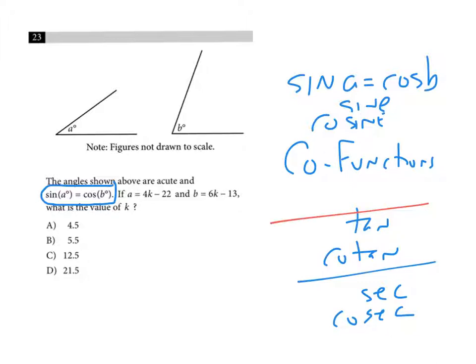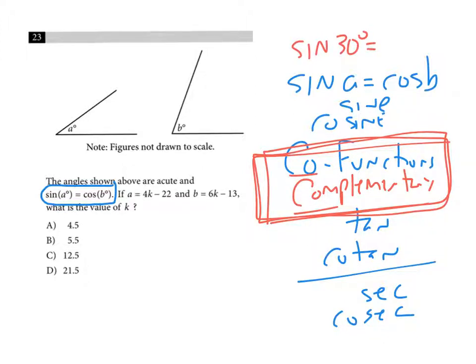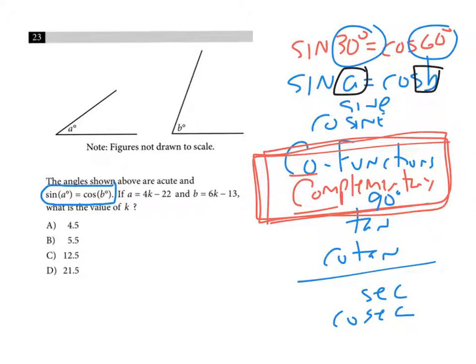And cofunctions are complementary angles. I always remember that as co and complementary both begin with CO. So, for example, the sine of 30 has to equal the cosine of 60, because 30 plus 60 equals 90, and complementary angles are two angles whose sum is 90. So basically, since they're telling you the sine of A equals the cosine of B, they're going to add up to 90 degrees. So I know angle A plus angle B is equal to 90.